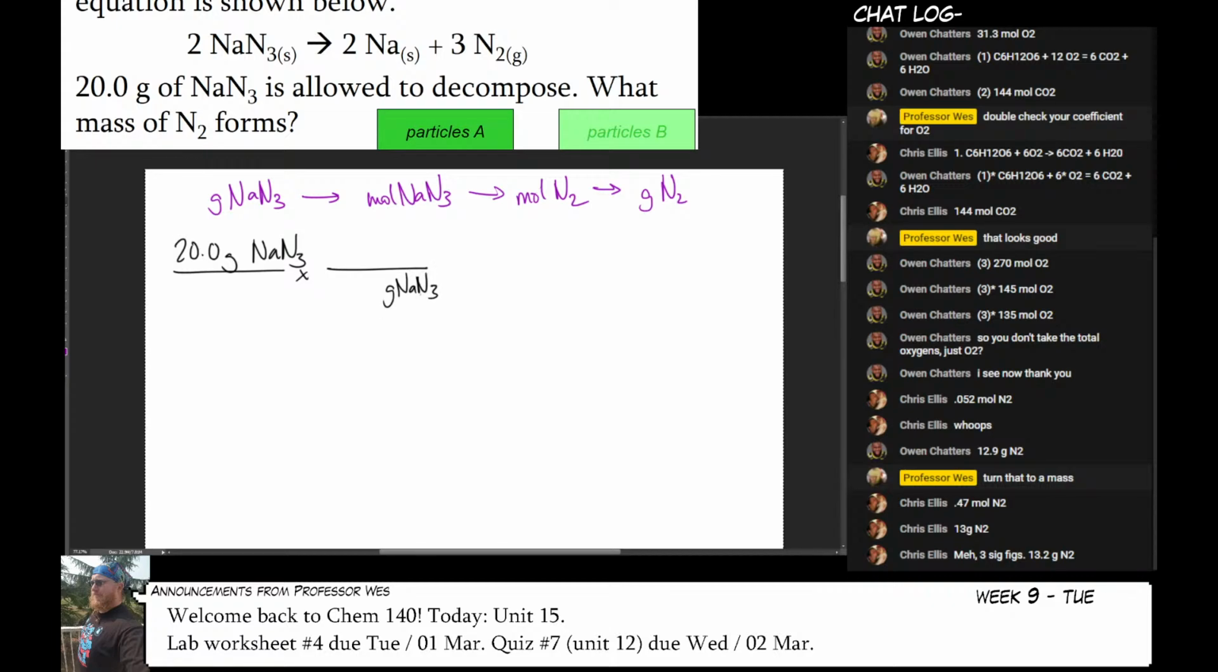So I got grams of sodium azide. We'll turn that into moles of sodium azide. How many grams of sodium azide are there in a mole? Well, that's what Lentech is for. Hopefully you've bookmarked Lentech by now. Otherwise, you're going to have to calculate manually. There we go. That would be the number of moles.